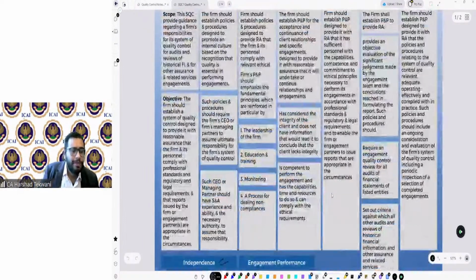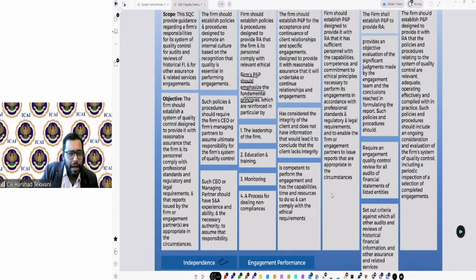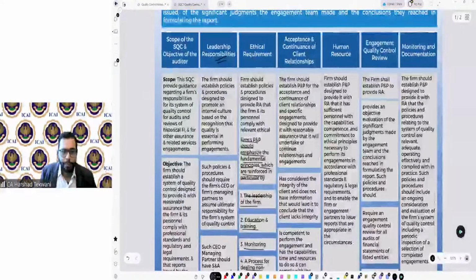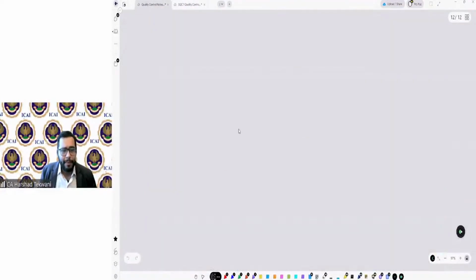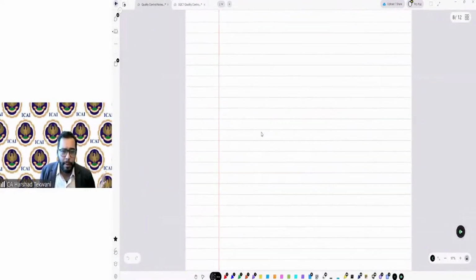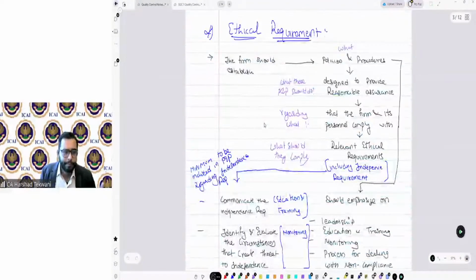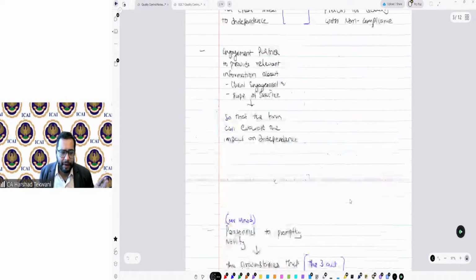Okay, so SQC1 says that the firm's policies and procedures should emphasize the fundamental principles, which are reinforced by leadership of the firm, education, training, monitoring, and a process for dealing with non-compliance. It means you should create such policies and procedures that emphasize the fundamental principles. Pretty simple. And the same we also discussed in the previous lecture about fundamental principles, ethical requirements. Okay. Same, nothing different.